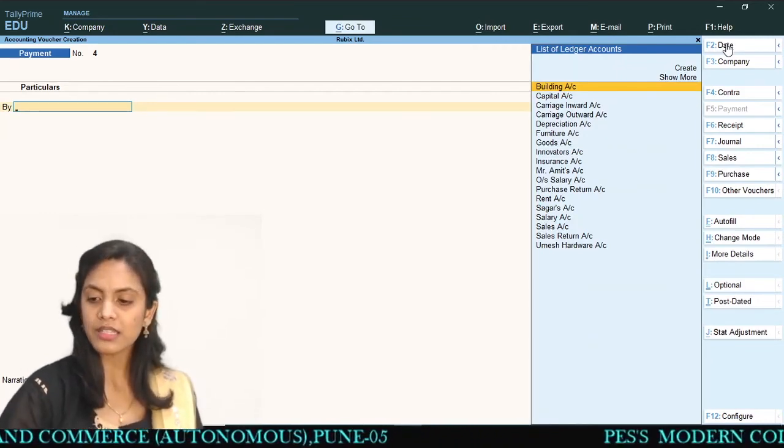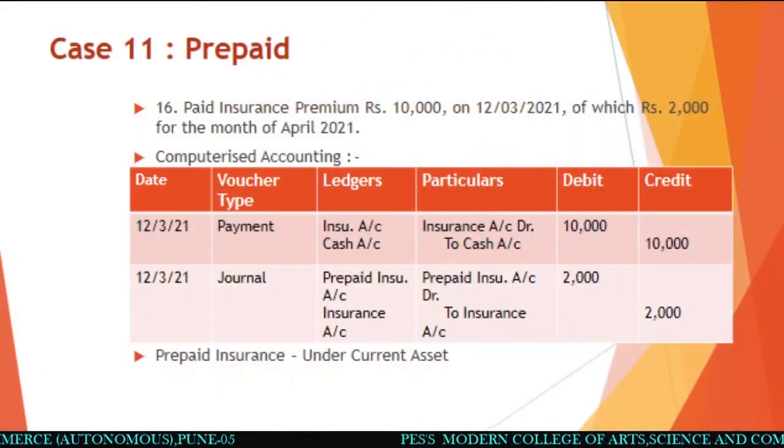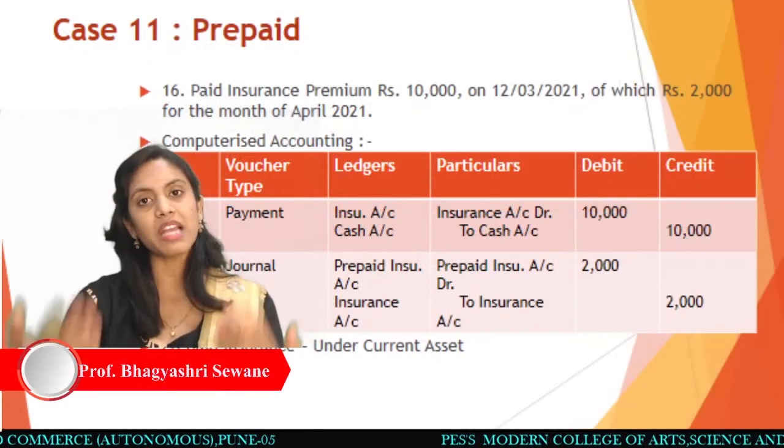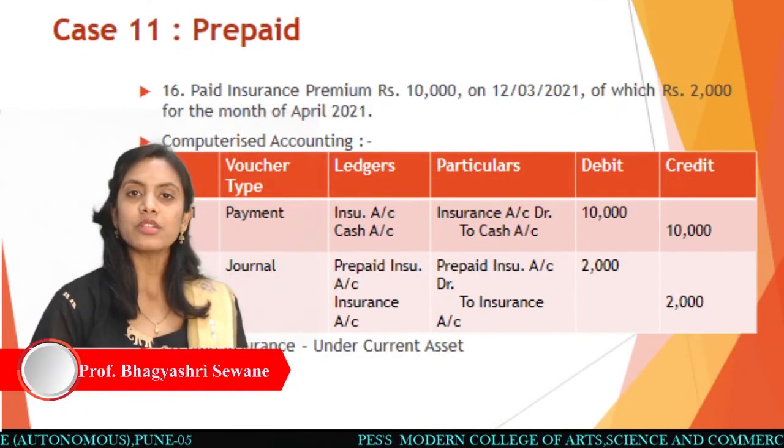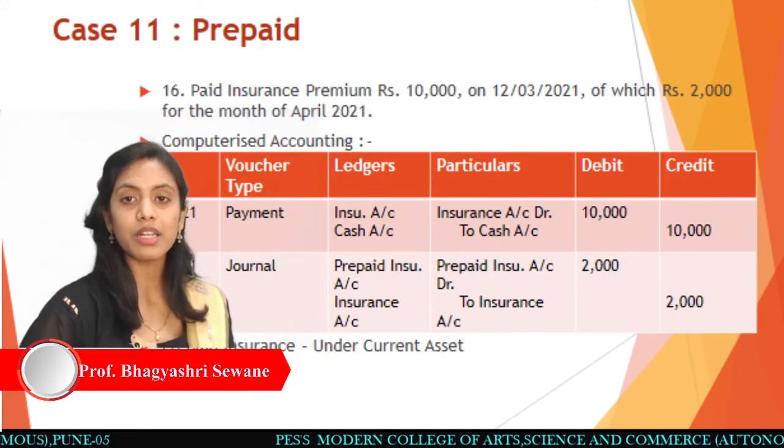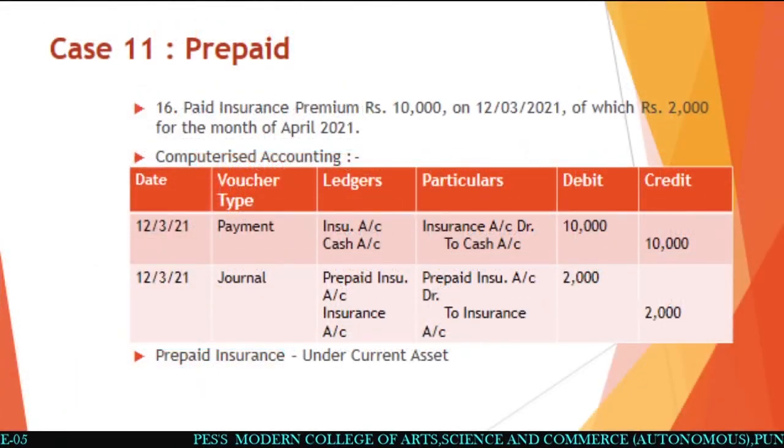Now you can see the next entry, that is the prepaid, right? And prepaid insurance is what? We know that insurance is my expense. We have given it indirect expenses, right? But the prepaid insurance is what? It is my asset, because I have paid it earlier. The next year's insurance we have paid in this month only. So that's why it becomes my current assets. Okay. So we will move to Tally once again, and we will see how to do this entry.